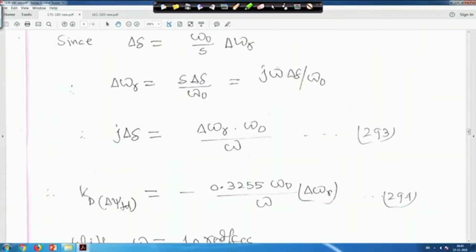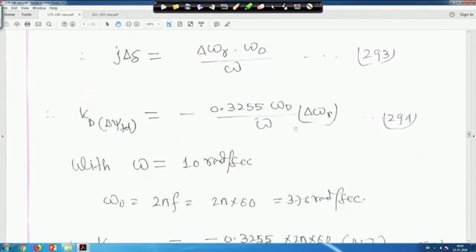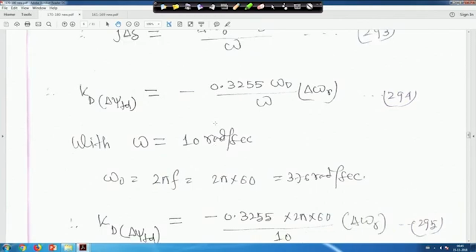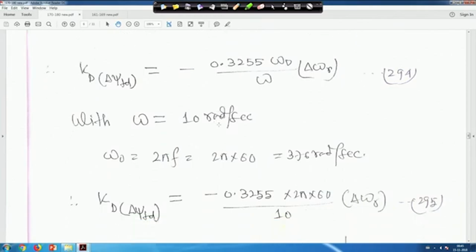If you do so, it comes out like this: omega 0 upon omega, because j delta delta has been replaced by omega 0 upon omega into delta omega r. This is equation 294. Now, when omega is equal to 10 radian per second, as we have taken earlier, that is a frequency of 1.6 hertz, and omega 0 we have taken for a 60 hertz system.